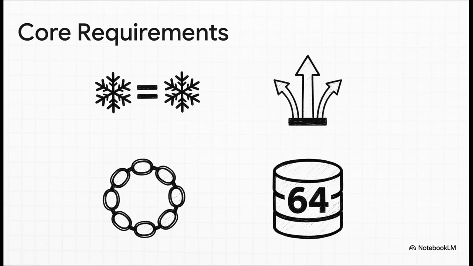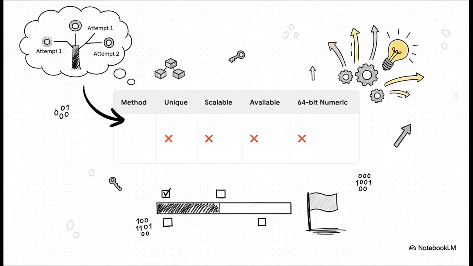Third, availability. The system can never, ever go down. It has to be ready to spit out an ID 24/7. And finally, it's got to be a 64-bit number. Why? Because that makes it super fast and efficient for databases to handle. So, to keep track of how we're doing, we're going to use this scorecard. As we try out different ideas, we'll see which boxes we can tick off. Think of it as our roadmap to the perfect solution.